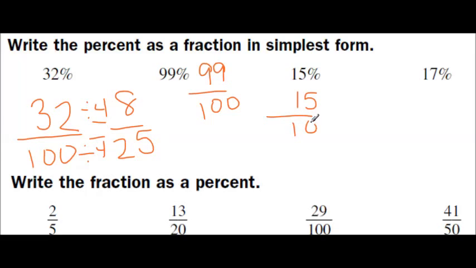15%, if I start as 15 over 100, I see that they're both divisible by 5. 15 divided by 5 gives me 3, and 100 divided by 5 gives me 20.